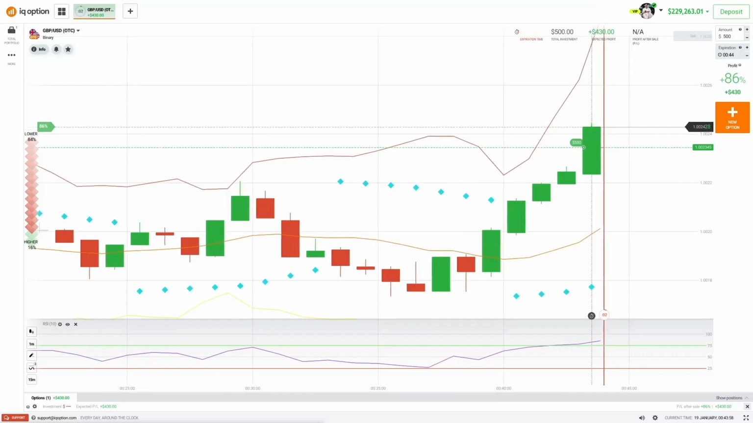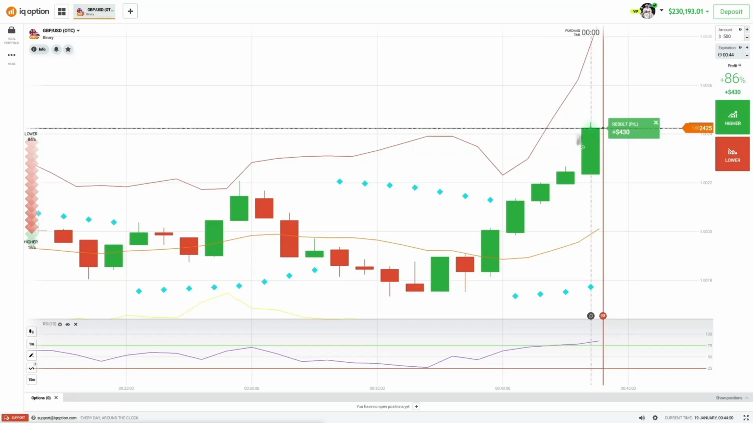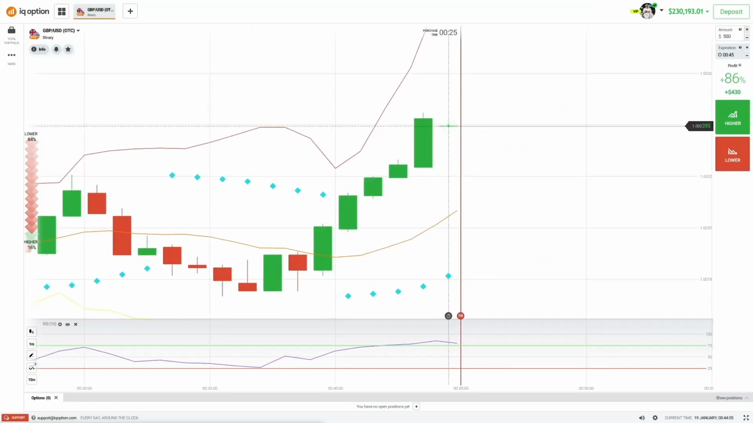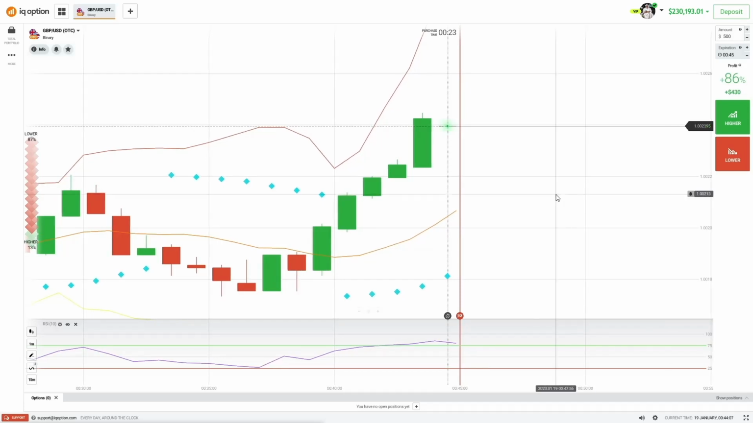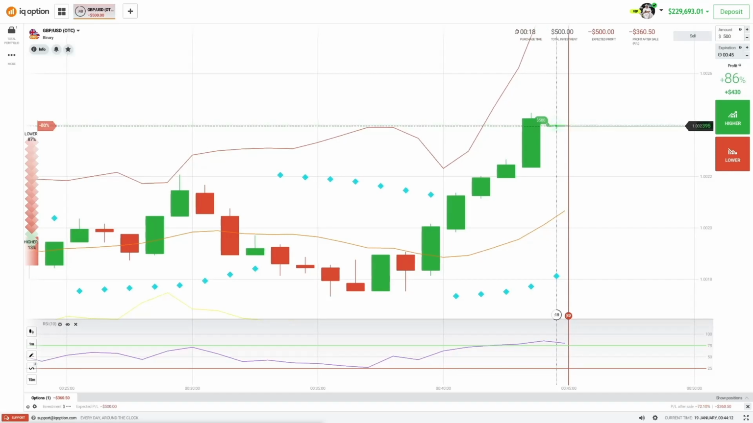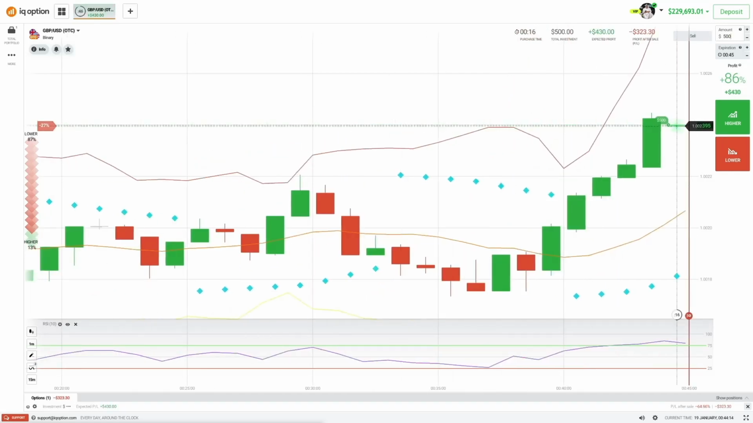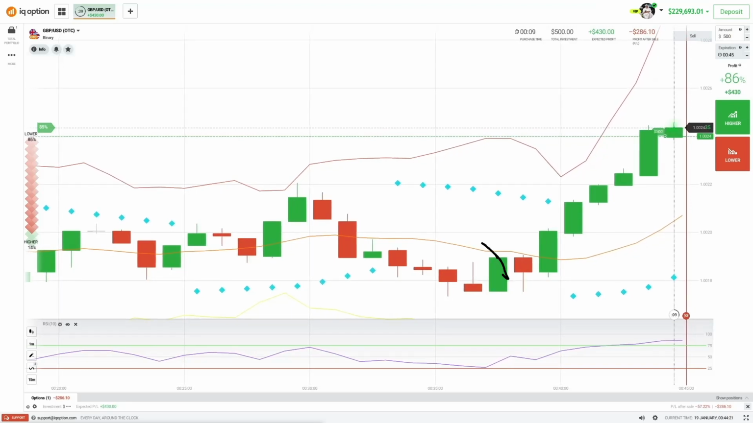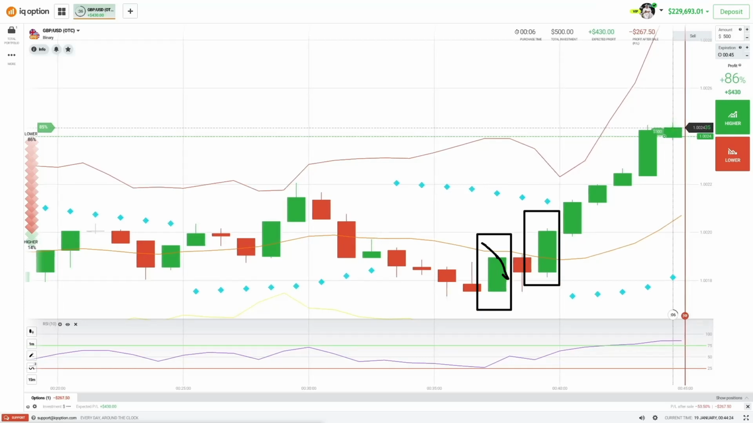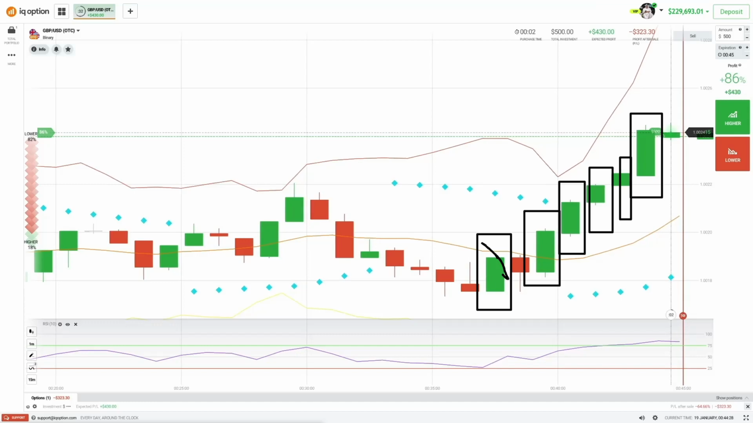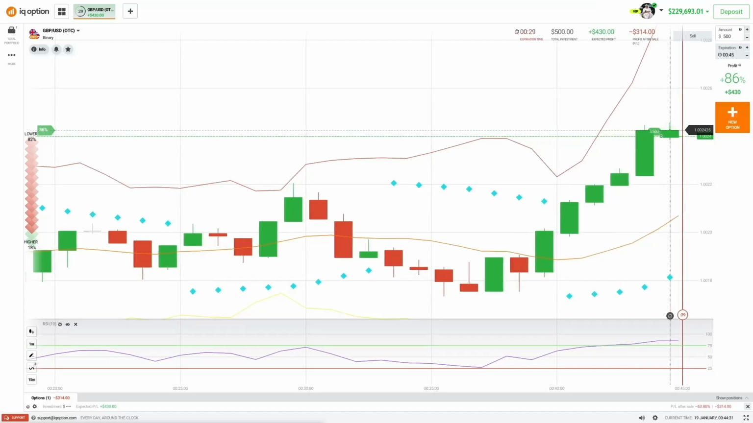So the strategy can also be used on Forex. So let's take this one. Yep, $430. The strategy can be used on Forex, on crypto trading, on binary option trading, on stock trading, wherever there is a candlestick, here, here, and here, my strategy will work perfectly.